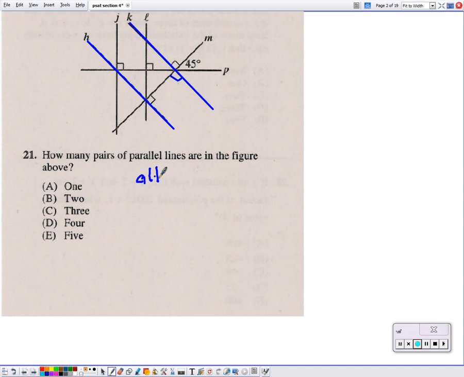Alternate, nope, wait, that's not the reason. The reason is because consecutive interior angles here are supplementary. We have two 90-degree angles. They're consecutive interiors because they are both inside the parallel lines, and they're consecutive because they are one right after another. Because these add up to 180, H and K are parallel.